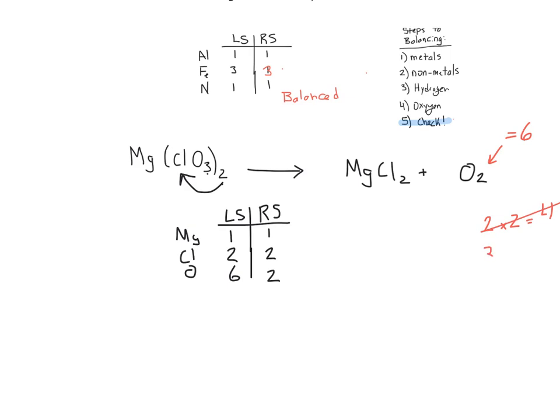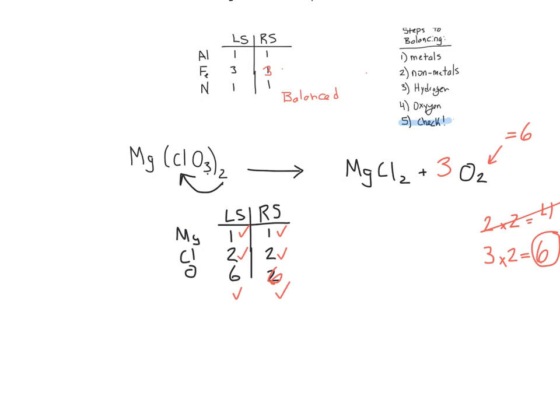If we add a coefficient of 3, and we already have 2 oxygen, then we get a total of 6. So that's what we're looking for. We're going to add a coefficient of 3, which gives us 6 oxygen. Now we can double check. We have 1 magnesium and 1 magnesium, 2 chlorine and 2 chlorine, 6 oxygen and 6 oxygen.